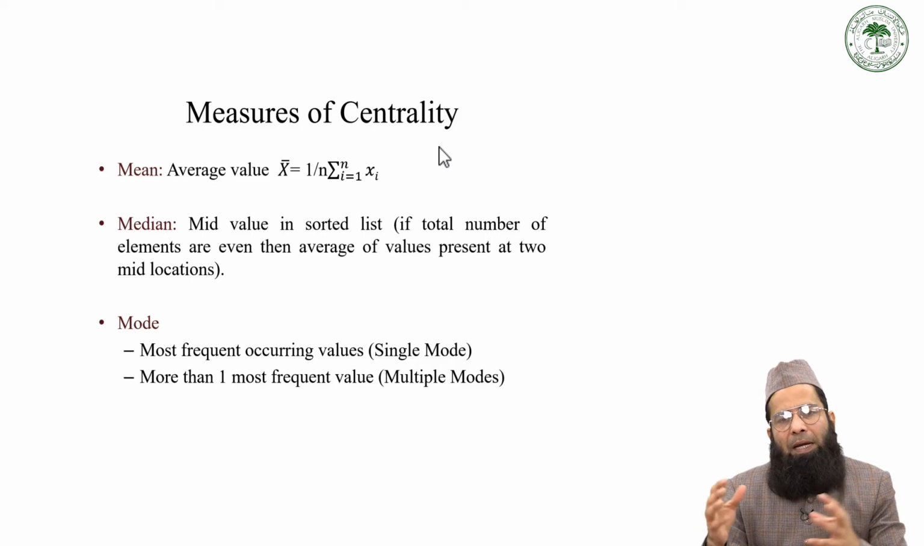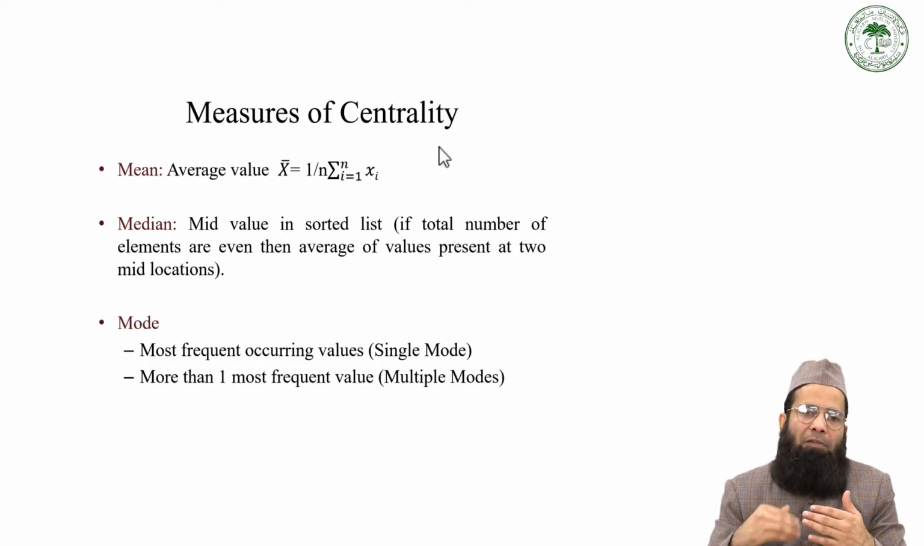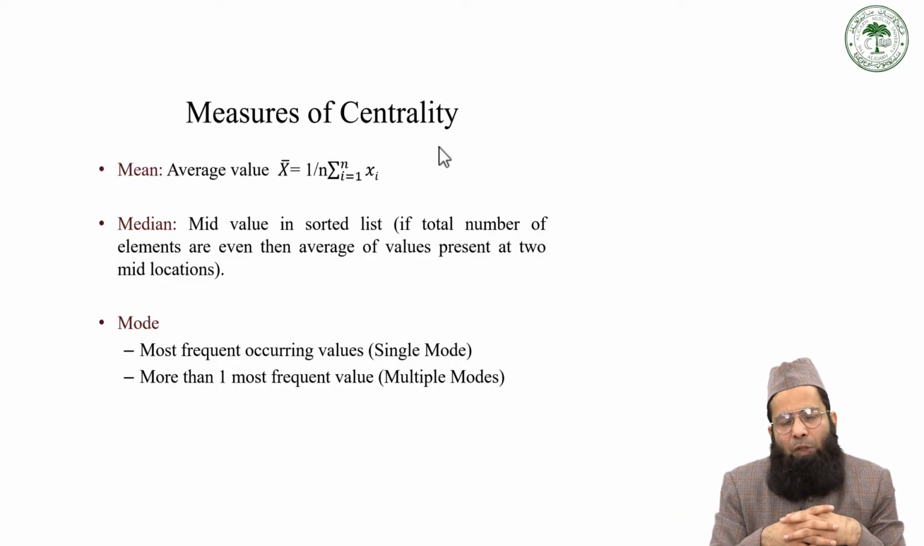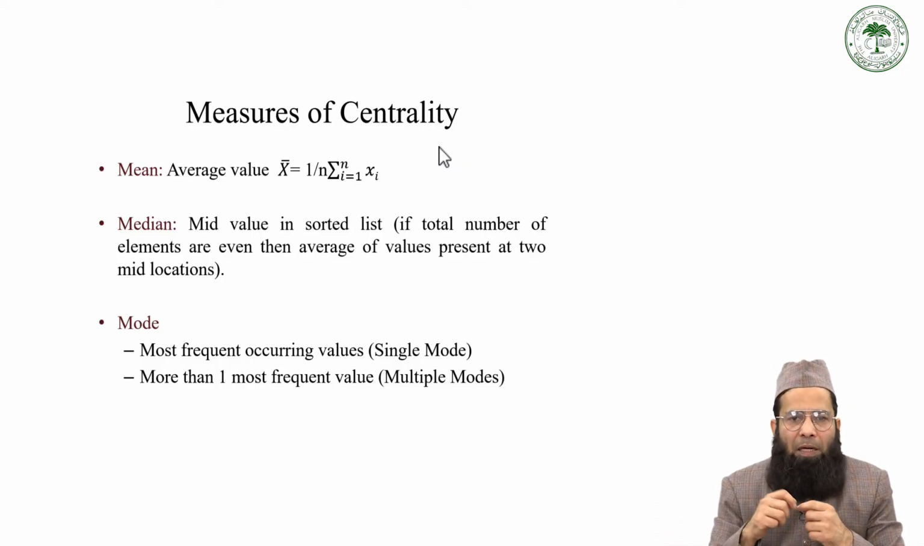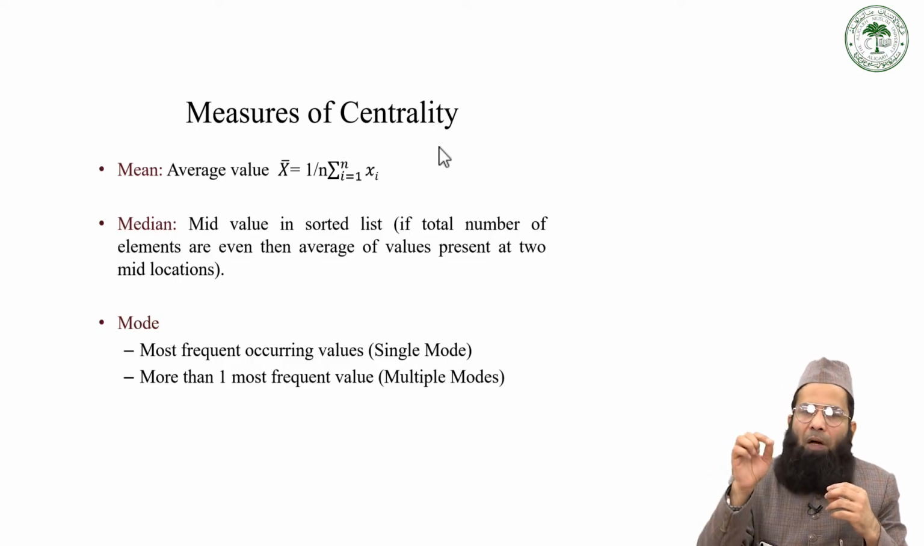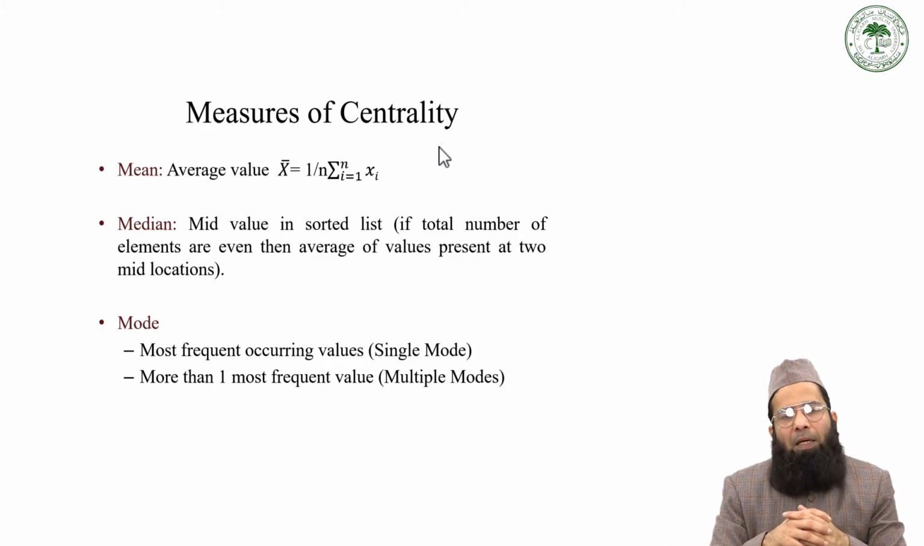Suppose we have 10 different ages. You take the sum of all and divide it by 10. In this way you can calculate the average age. And what is median? The mid value in a sorted list. First you need to sort the list, and then if the total number of elements is even, take the average of the values present at the two mid locations, right? If your total number of elements is odd, then you can find the mid element directly, right?